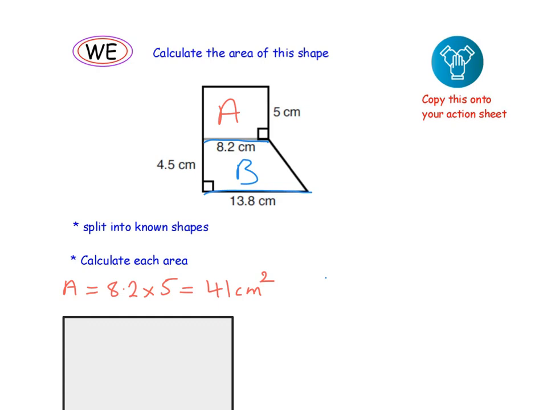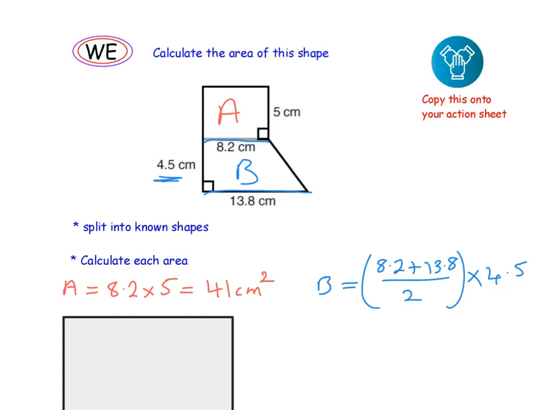Shape B is a bit more complicated because that is a trapezium. Now remember the formula for a trapezium. It says take the two parallel sides and average them out. So add them together, divide by 2, you've got two numbers. Then you're going to multiply that by the perpendicular height, which you are given there, 4.5 centimetres.